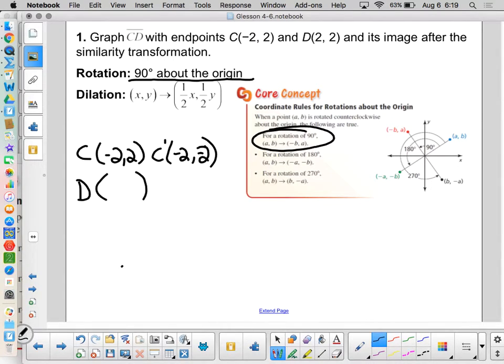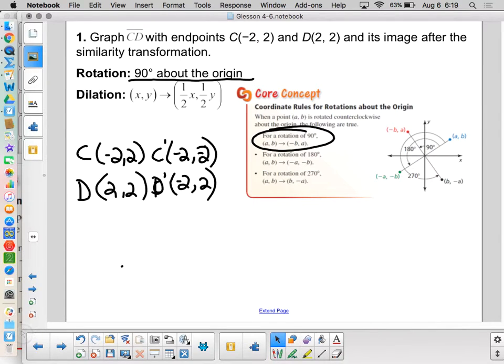D was at 2, 2. So D primed, again, the second one becomes first and changes sign, -2. The first one becomes second, remains the same. So -2, and -2, 2. A lot of 2's there. Too many 2's. Ha, made a pun.